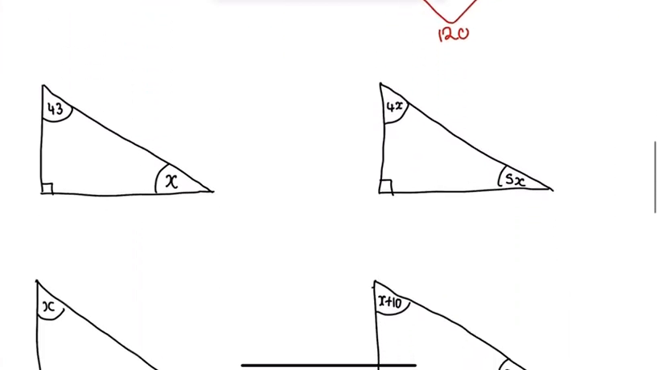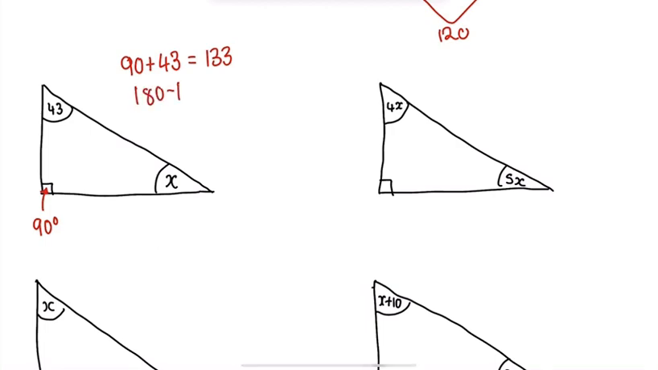Last of all, we're going to look at finding missing angles in a right angle triangle. Remembering what we said at the start, this angle here is 90 degrees as it's a right angle. So to find the missing angle, all we need to do is 90 plus that 43, which gives us 133, and then we're taking that away from that 180, which leaves us with 47.